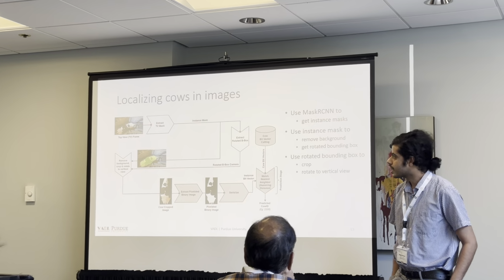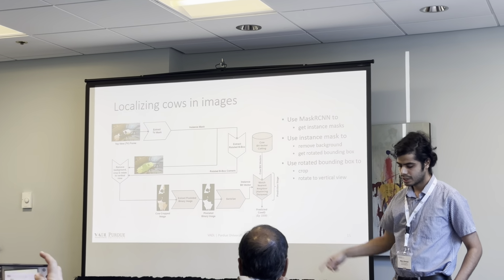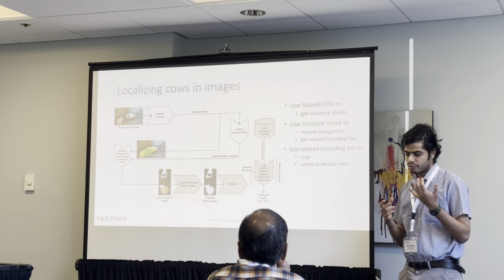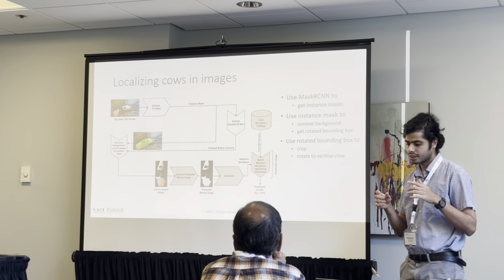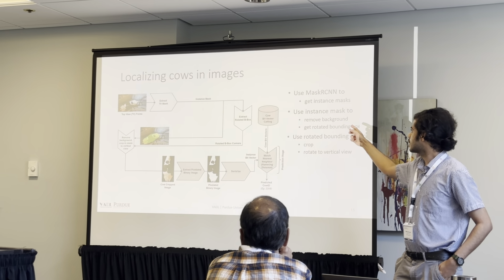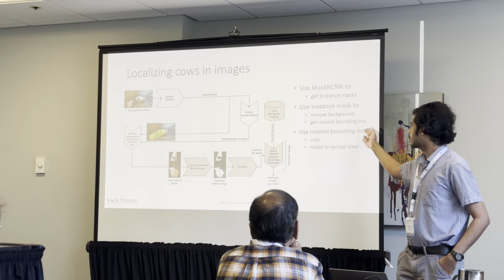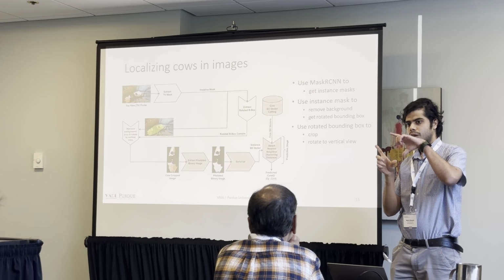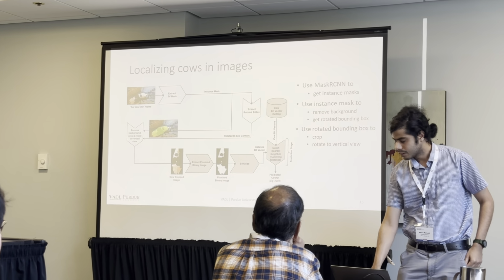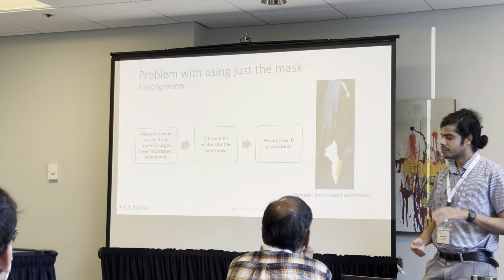But how do we localize these cows in images like those from the top view cameras? We extract the mask using Mask RCNN, and then we use Mask RCNN to obtain the rotated rectangle bounding box. From those boxes, we use the mask to remove the background, and then from the rotated bounding box, we crop the image to get just the cow, and then rotate it to vertical view to get images like those. And then there's a problem with using just the mask.